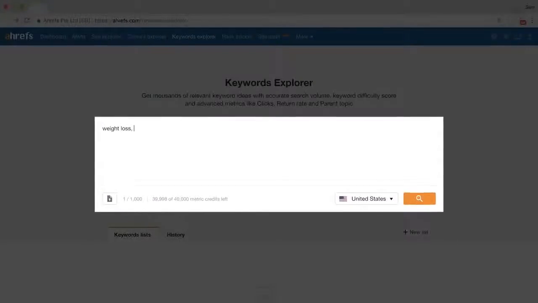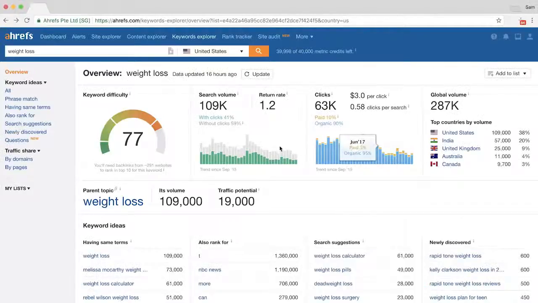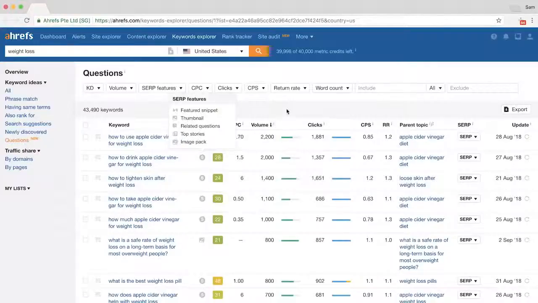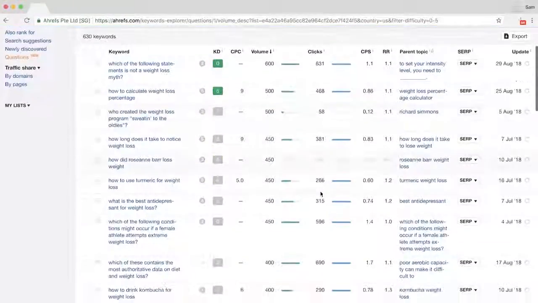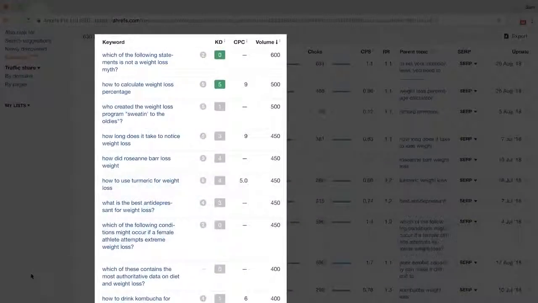The third strategy is to look at questions on a topic. And the best part about this is that you can actually do it in very competitive niches. So let's type in weight loss in Keywords Explorer. Next, go to the questions report. Since it's a very competitive niche, as you can see from the keyword difficulty score, let's set the max KD to something low like 5. And I bet you would have never thought about targeting these long tail keyword topics on your own. With these questions, you can create your own FAQ section on your website and start getting a ton of long tail traffic from these phrases.